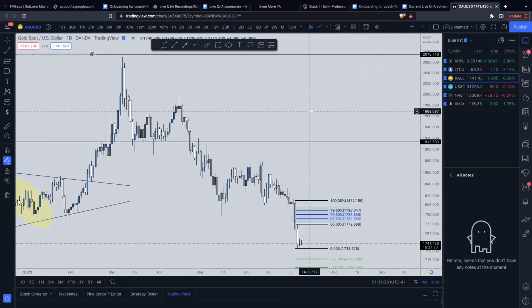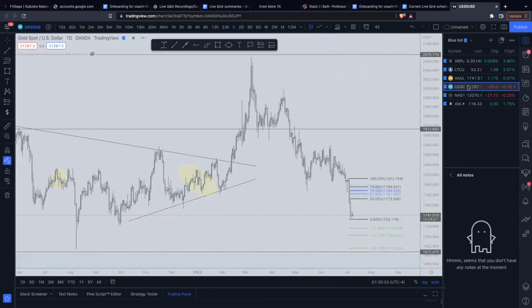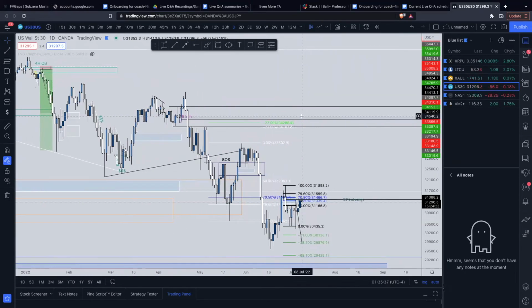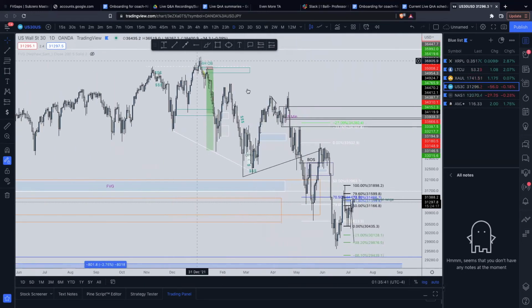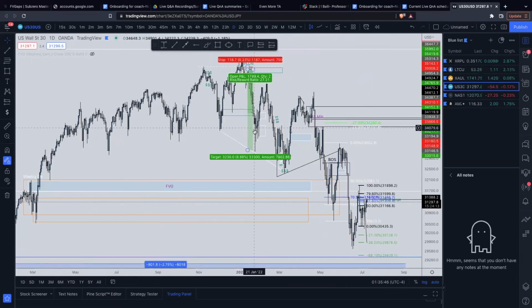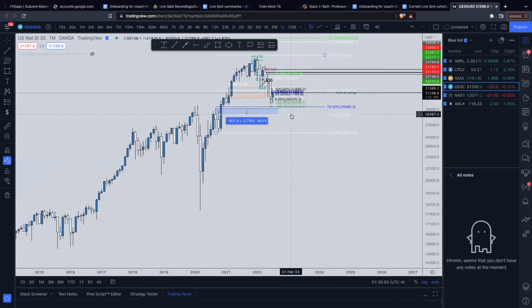Let's go ahead and take a look at the Dow Jones, or the US30, the top 30. Another one of my favorite pairs, something that, you can see, I trade a lot of. I've been trading this for a while. That's why it's all marked up. But let's go ahead and start doing a top-down analysis.